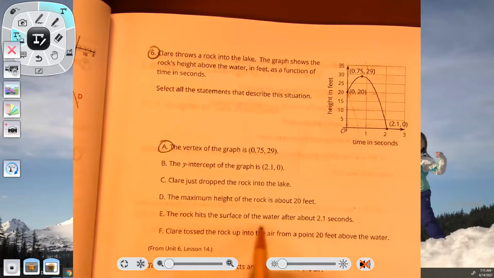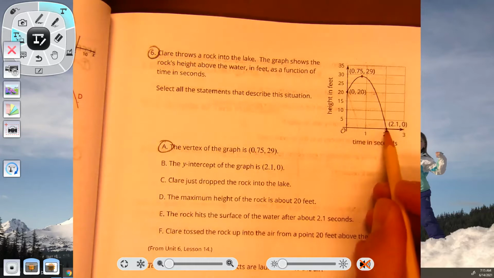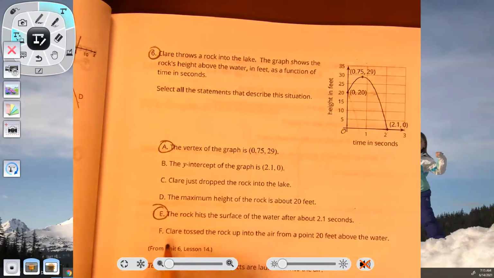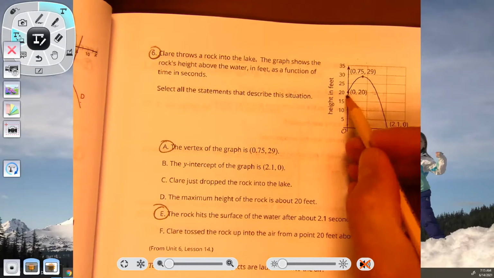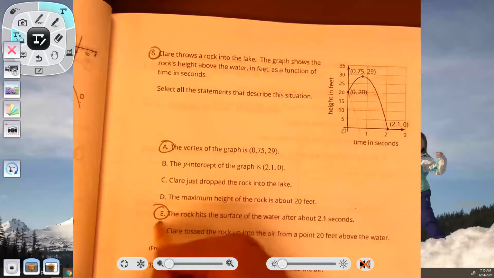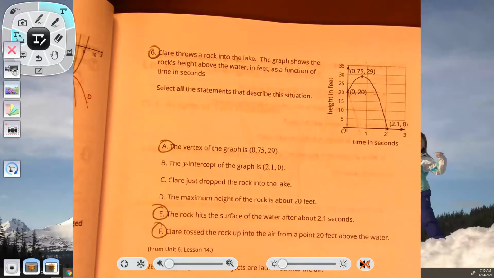The rock hits the surface of the water after about 2.1 seconds. Well, here's 2.1 seconds, and yeah, that looks like the surface right there, so I'm going to say yes. Claire tossed the rock up into the air from a point 20 feet above the water. Yeah, so she was here, and she threw it up, and then it came down. So, easy peasy, lemon squeezy.